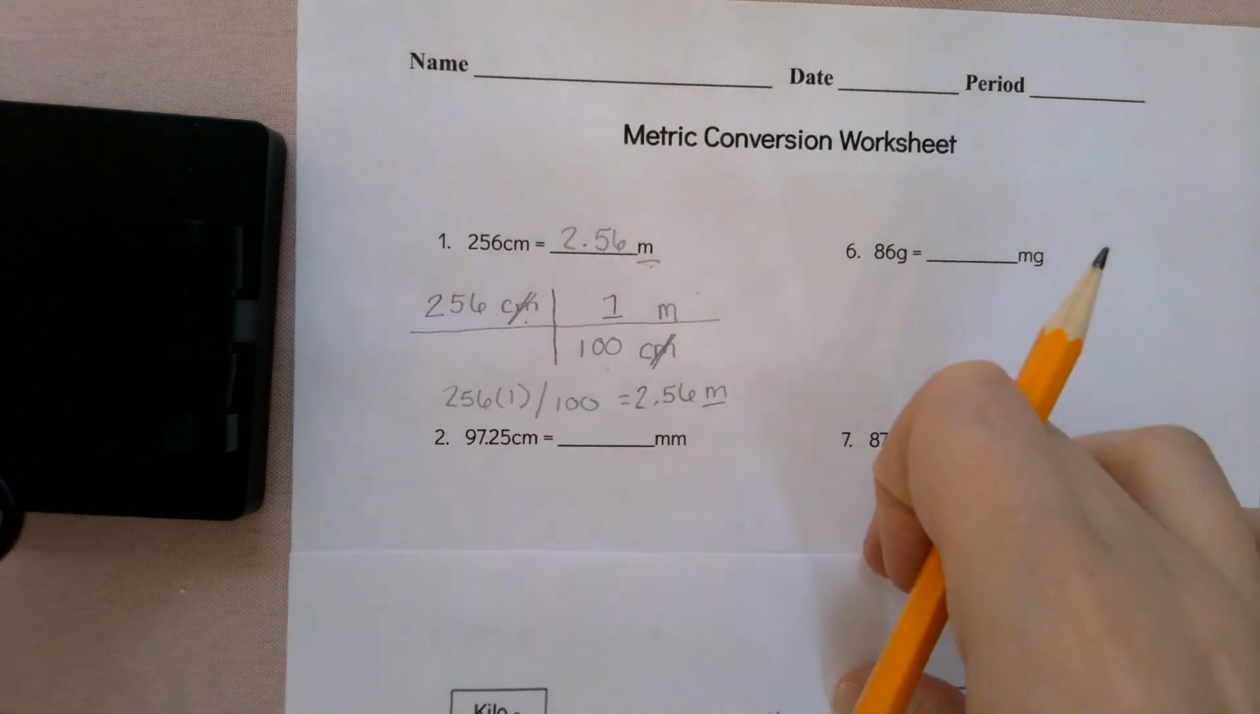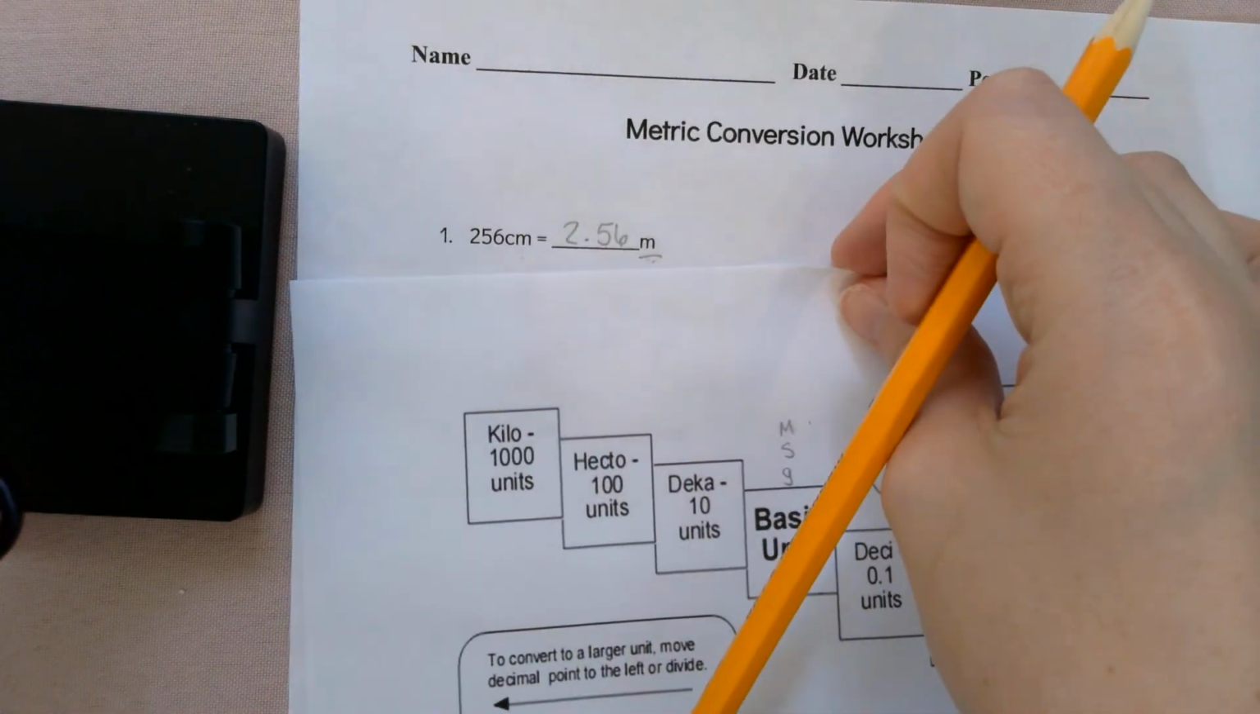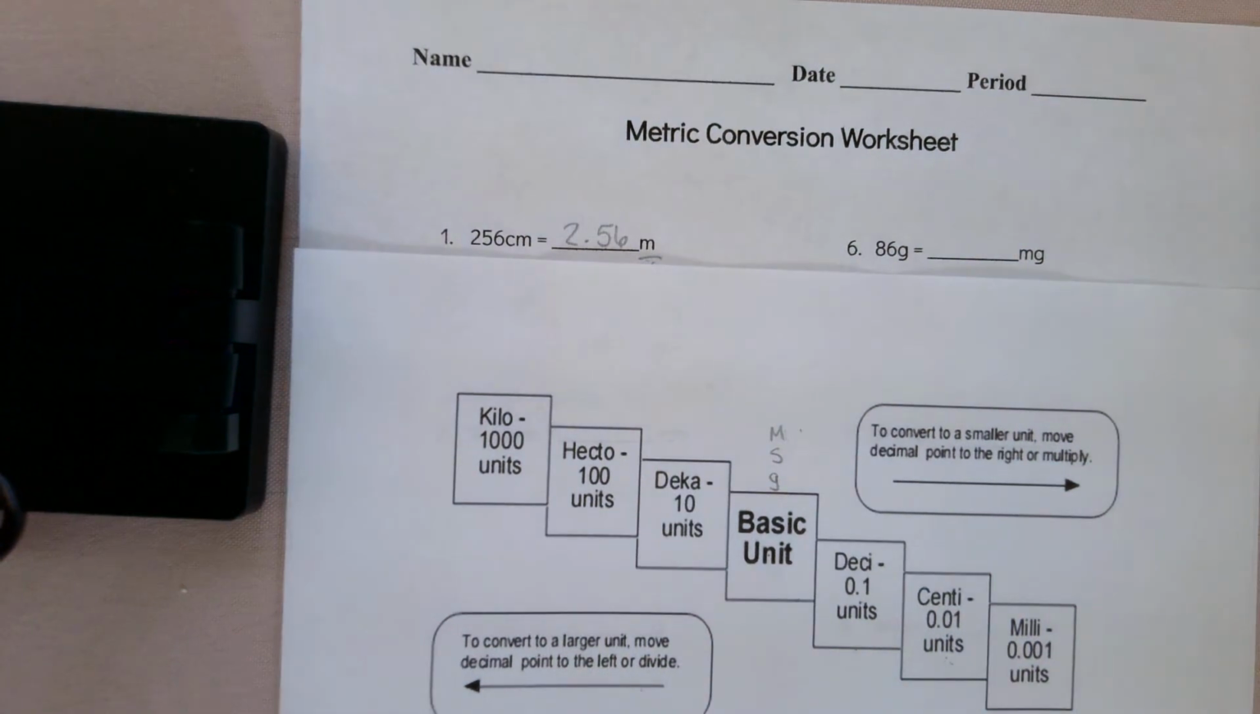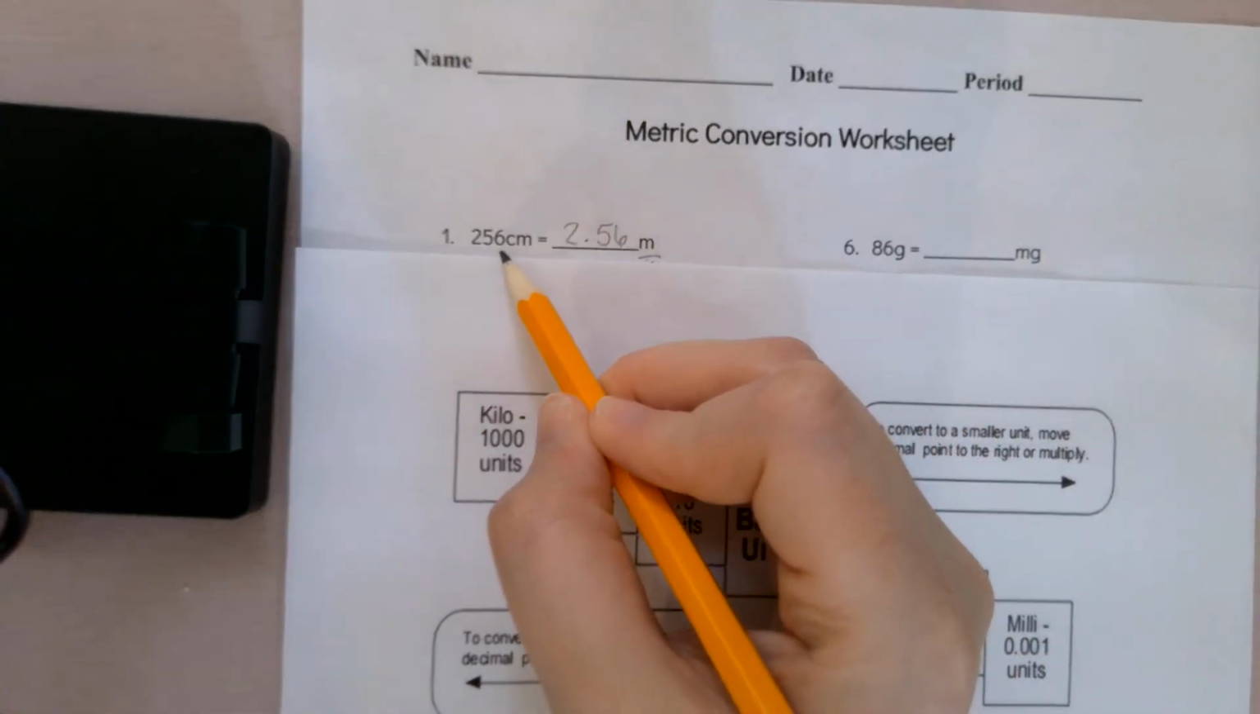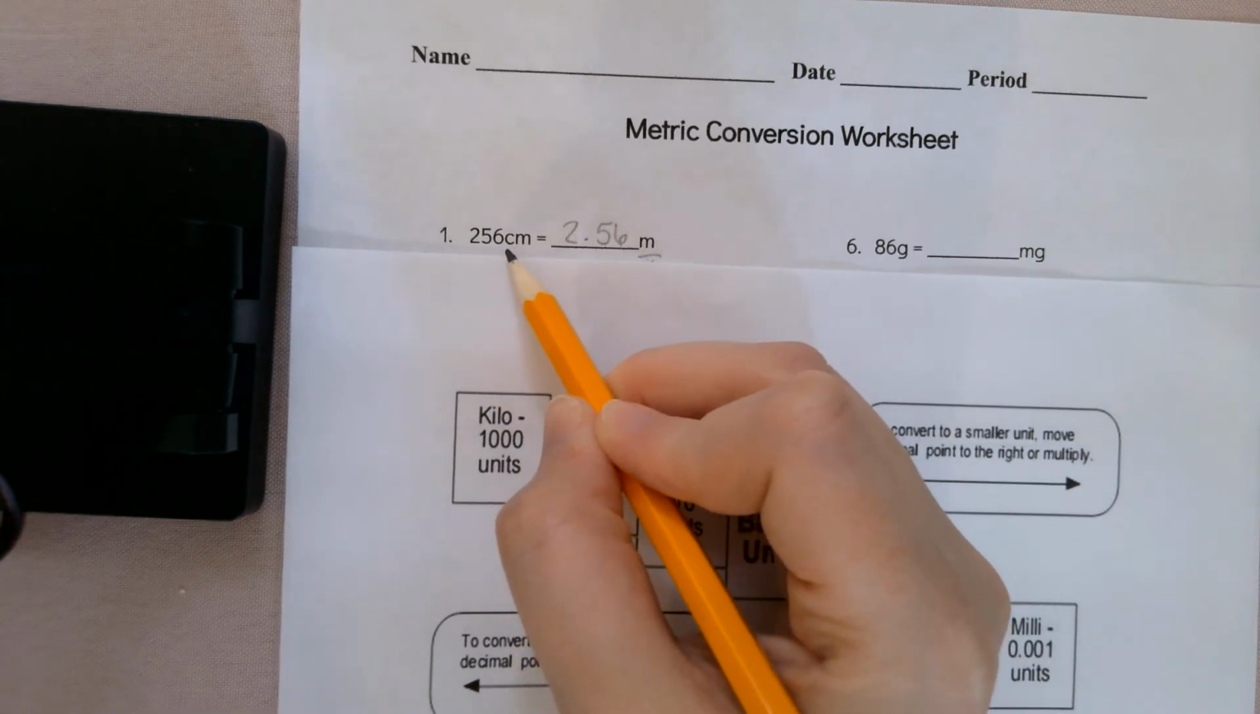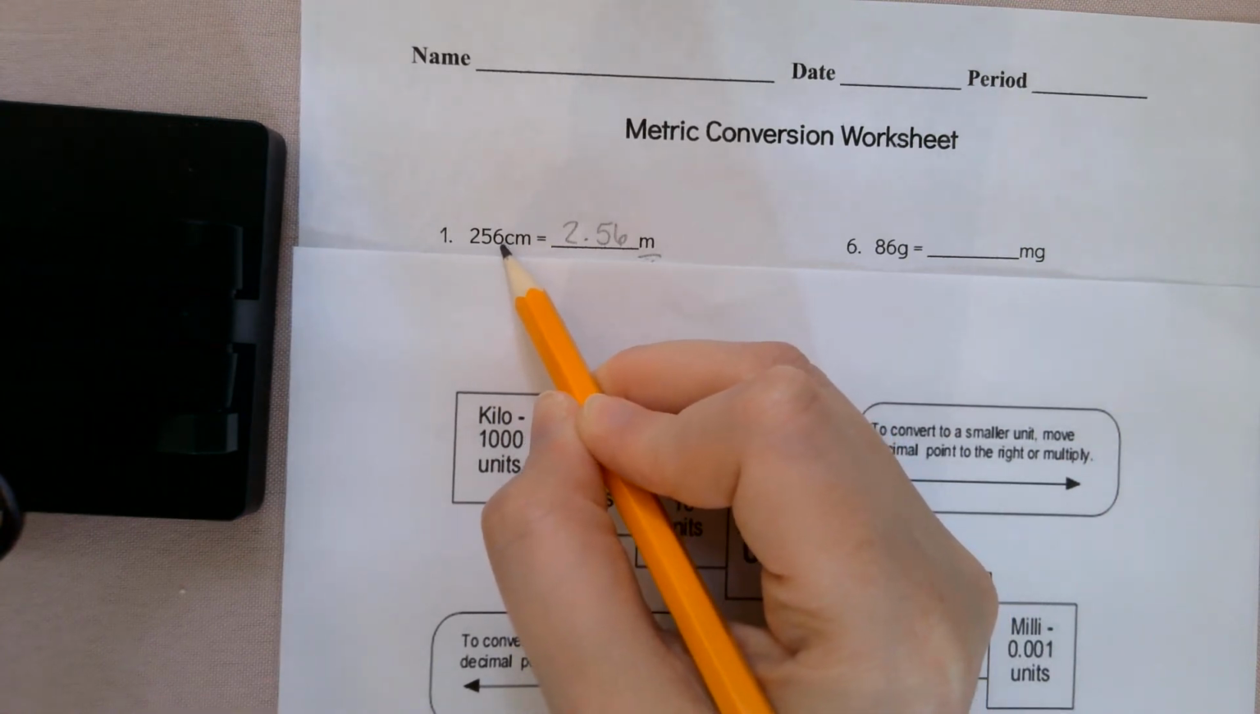Now, that's the hard way. That's the dimensional analysis way. We have to know it. The easy way is just using our little chart to move the decimals. So we start with 256 centimeters because this is a whole number. Our decimal is right here behind the 6.